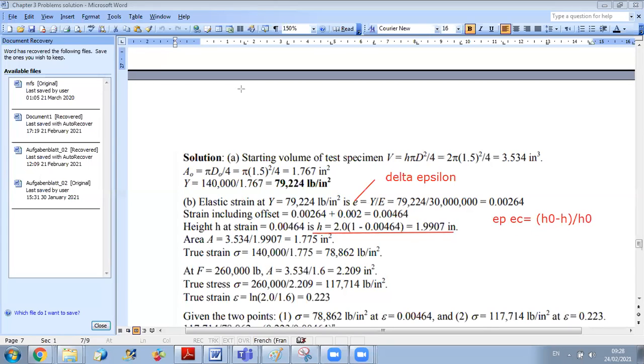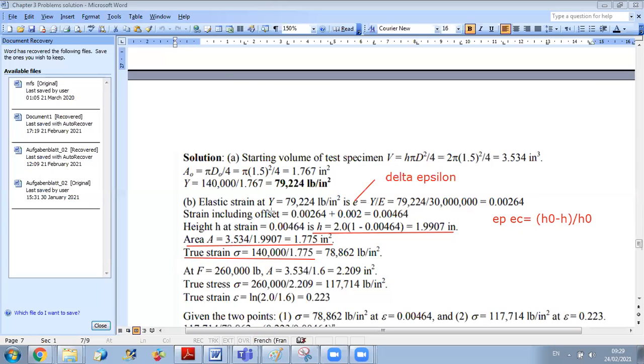The true strain is ln h over h0 if we take the negative value. If we want the absolute value, it is ln h0 over h. Based on h, they calculated the value of the area due to conservation of volume. And from here, they calculated the true stress by doing the force over the actual area.